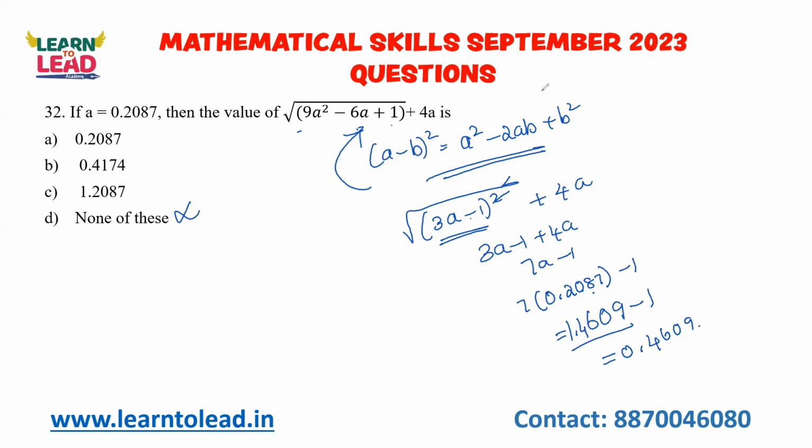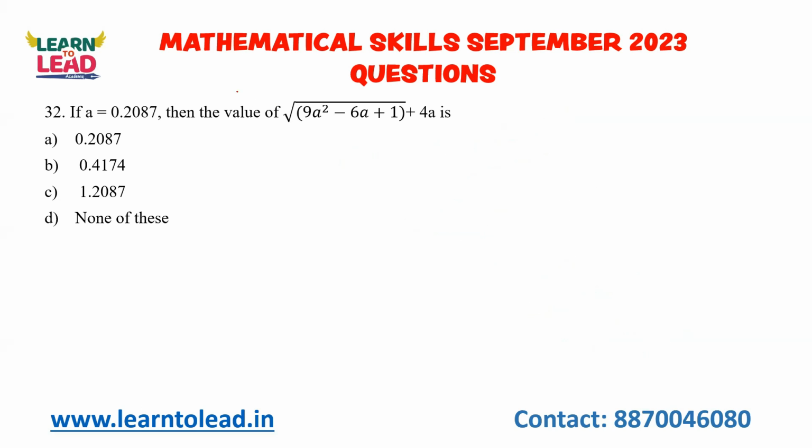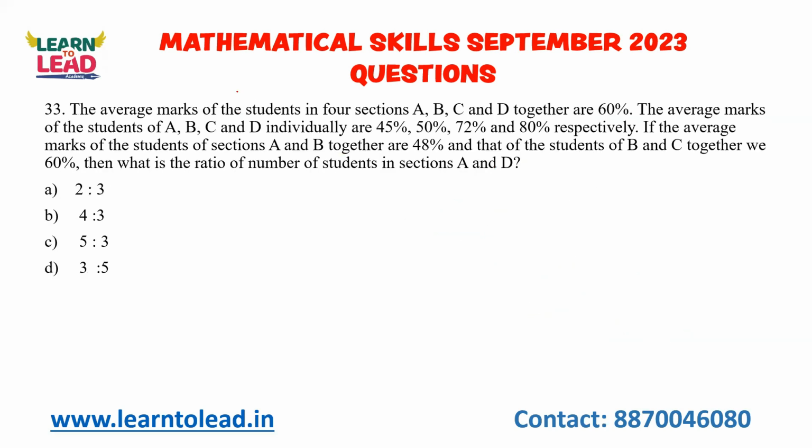Okay, next question. See here, this is a question based on allegation. The average marks obtained by the students of A, B, C, D are 60%. What is the class average? For A, B, C and D, it is 60%. The individual marks they have given are: for A it is 45%, B 50%, C 72% and D 80%.